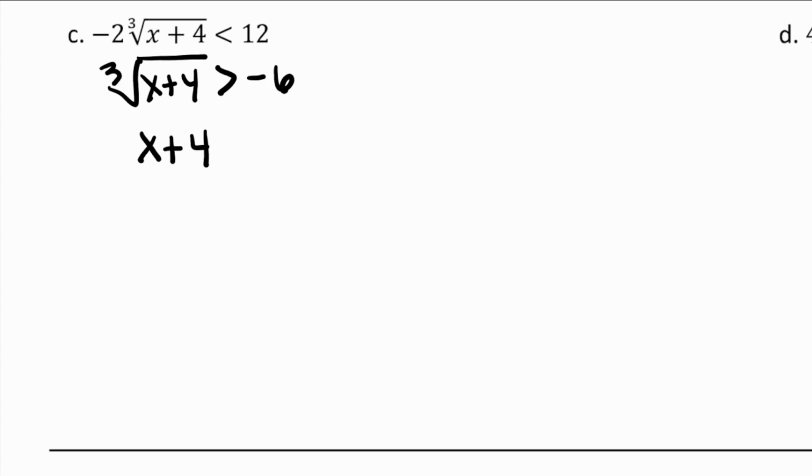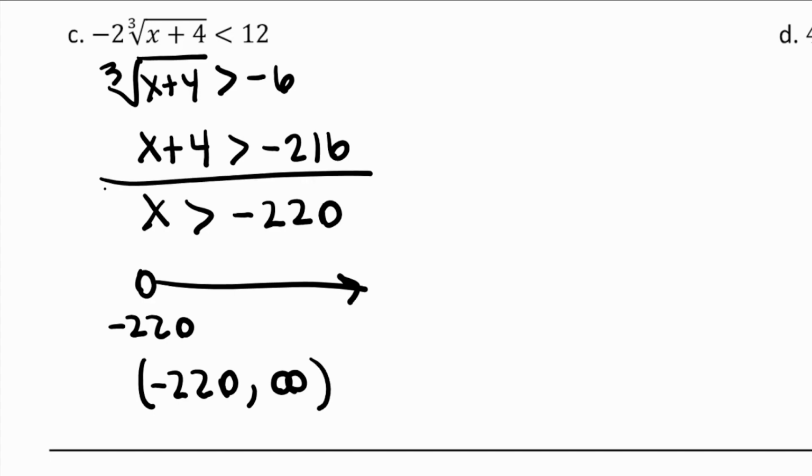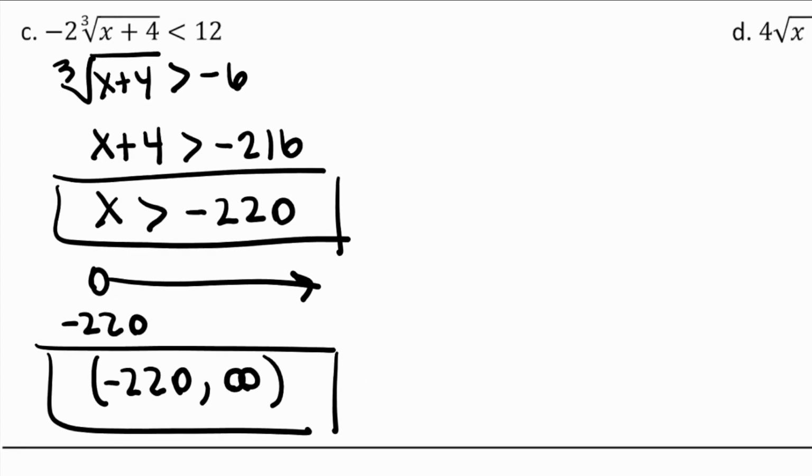x plus 4 is greater than the cube of -6, so that would be -216. If you're unsure about that, come talk to me. I'd be happy to draw you some pictures and show you why that's true. So then I'm going to subtract 4, and I'm going to say x is greater than -220. If I was going to draw a picture of that, it would look like that. If I was going to write it as an interval, it would be -220 up to positive infinity. But I think that first one would probably be the best response to the inequality. That's what I like best.